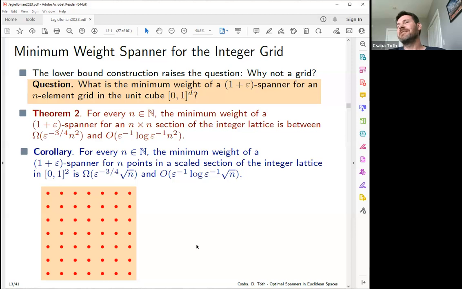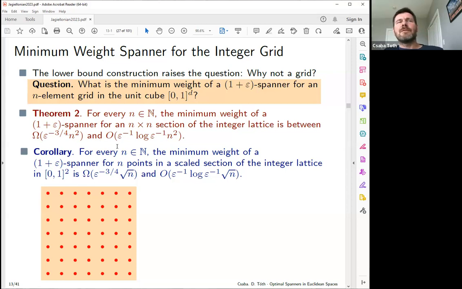But how do we know that it's not the grid? Well, that raises the question: what is the minimum weight of a 1 plus epsilon spanner for the grid? And surprisingly, I don't know. I tried to look up first whether maybe it was studied a long time ago, and apparently it wasn't. And then I tried to prove something, and my bounds don't match. So these are the upper and lower bounds that I have.